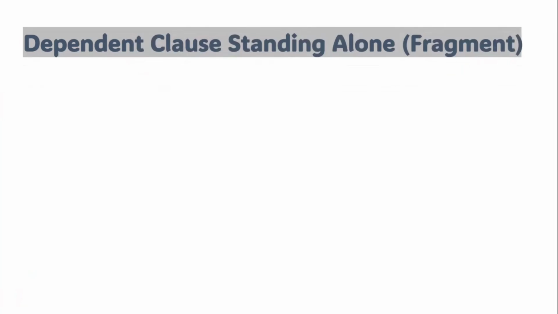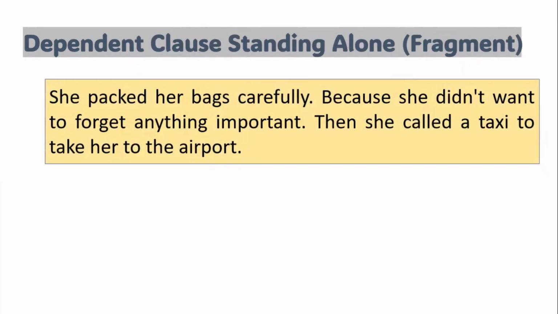The other cause is the dependent clause standing alone. For example, when we say something like this, she packed her bags carefully. Now, this is a complete sentence. It can stand alone, no problem. So far, it's okay. But look at the next one. Because we have a full stop and then because she didn't want to forget anything important. What is wrong with this sentence?